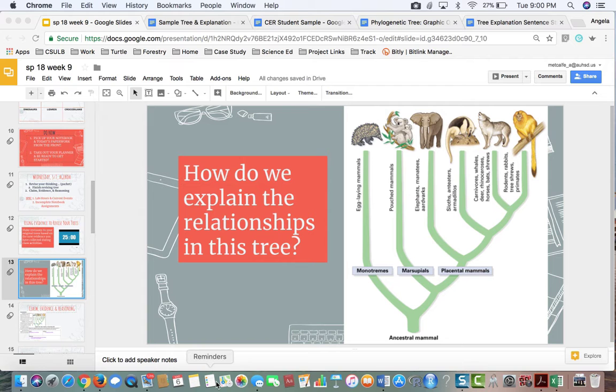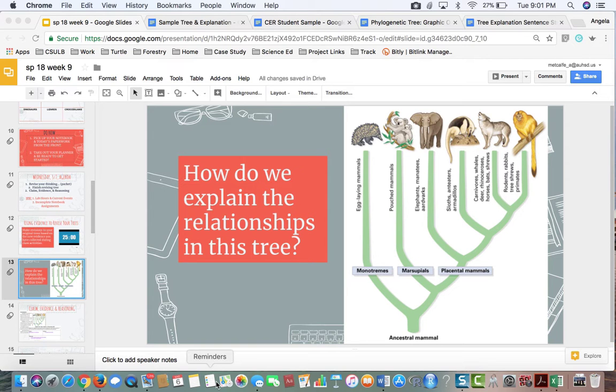So I have this question for you. It says, how do we explain the relationships in this tree? And I've given you a tree where you see various types of mammals. On the left, you have monotremes, which are egg laying mammals. In the center, you have marsupials, which are pouched mammals. And towards the right portion of the image, you have elephants, armadillos, whales, rodents, and primates.